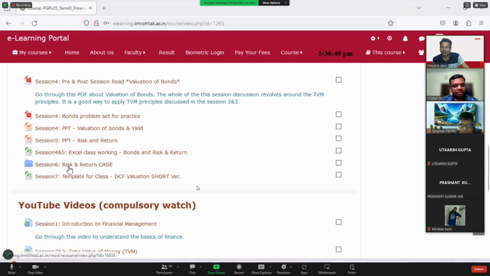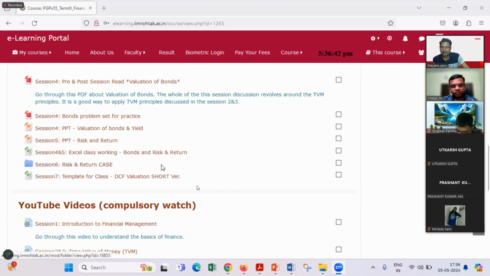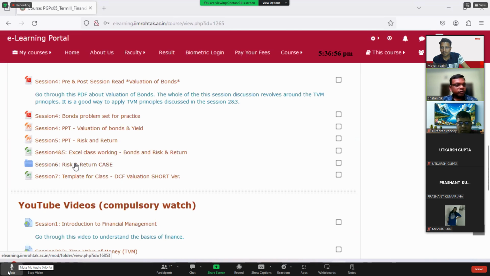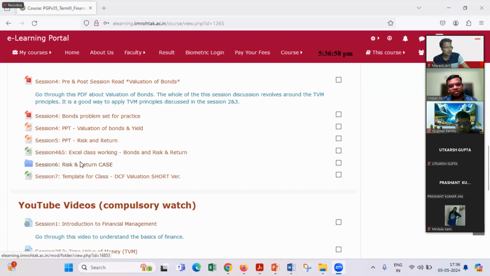So today's case is on risk and return. How many of you have gone through this case? Just a 2-page Harvard case given to you. This is our 6th session, and we'll be discussing risk and return. If we could complete this discussion in 30-40 minutes, then we'll move on to the next session, DCF valuation, because that is where most of our time is going to be utilized, as the discussion of DCF valuation is slightly elaborate. Fine.